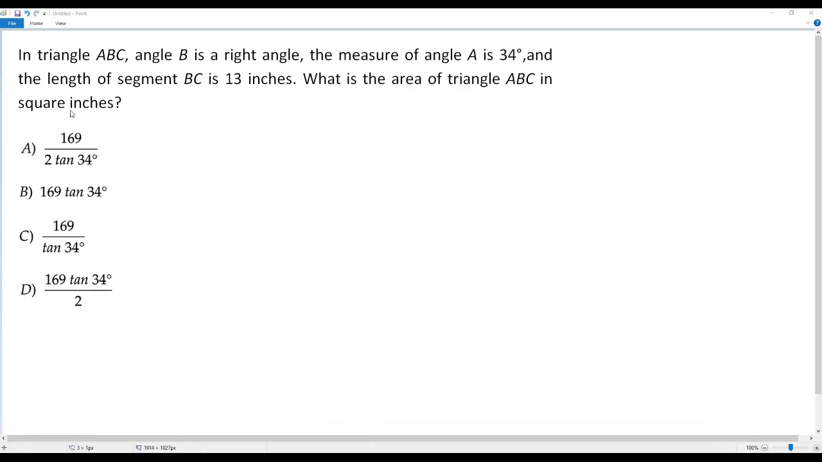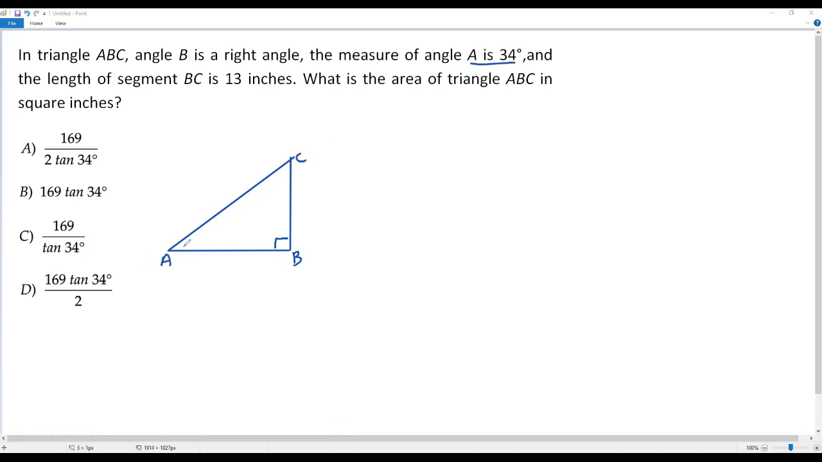Okay, first let me draw a right triangle ABC. Here I've drawn a right triangle. We have the right angle over here. So the question says angle B is a right angle. So let me consider the vertex B over here and A over here, C over here.